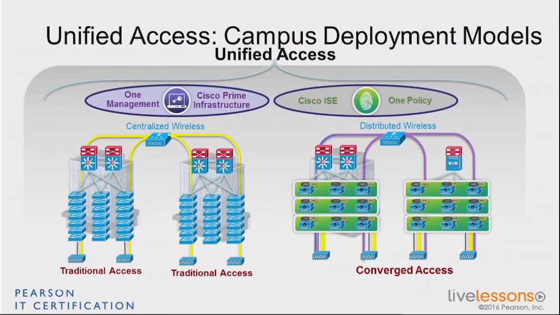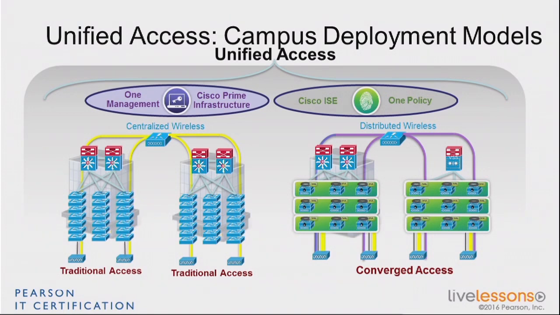So unified access is the architecture. And within the unified access architecture, made of these three pillars, you have different deployment models. One of them for wireless is centralized wireless, when there is an overlay of a physical appliance or a virtual appliance managing access points that connect through various switches. That's centralized, and that's a deployment model within the unified access architecture.